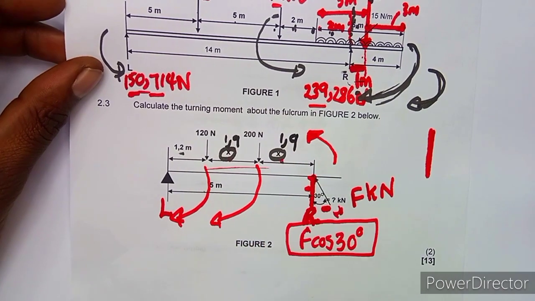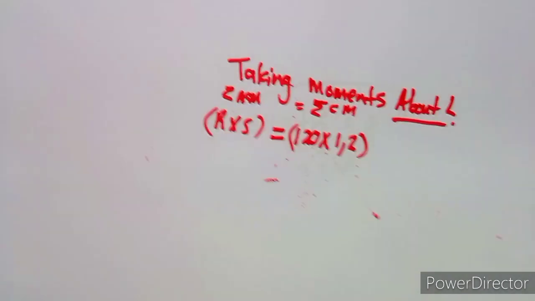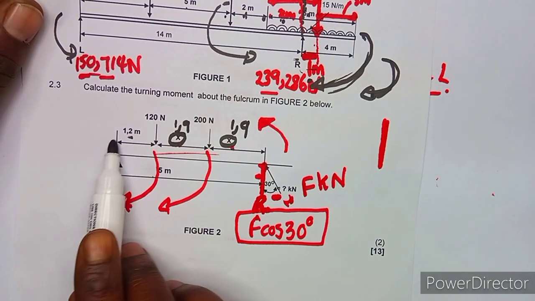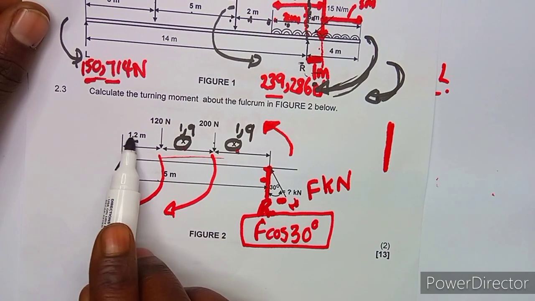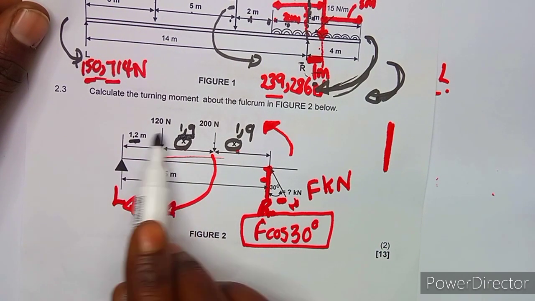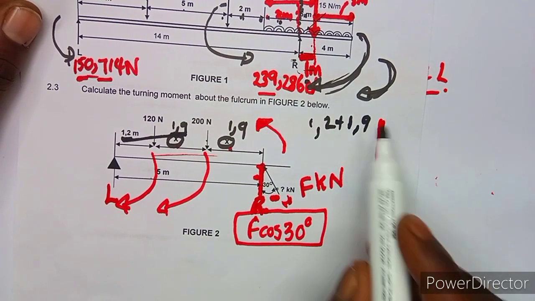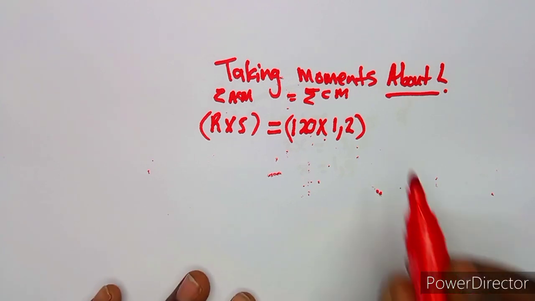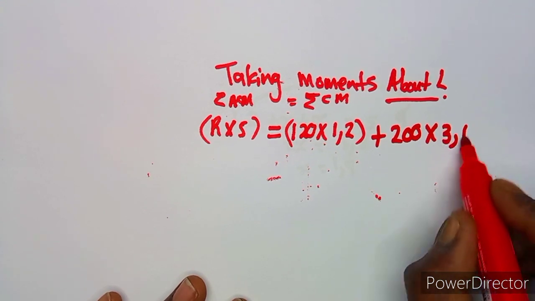This is also 1,9. But remember what we needed, guys. We're taking moments about L, and we said we've got 120 times 1,2 back to L. So you're supposed to take 200 back to L. So we have got 1,2 plus 1,9. That is our distance now. So 1,2 plus 1,9, which is going to give us 3,1. So that is what you're going to have in this case. So it's plus 200 times 3,1 like this.